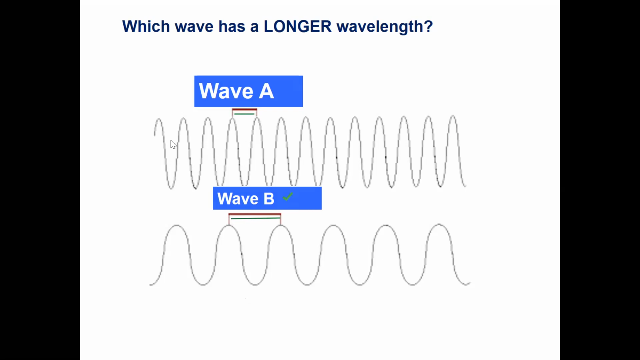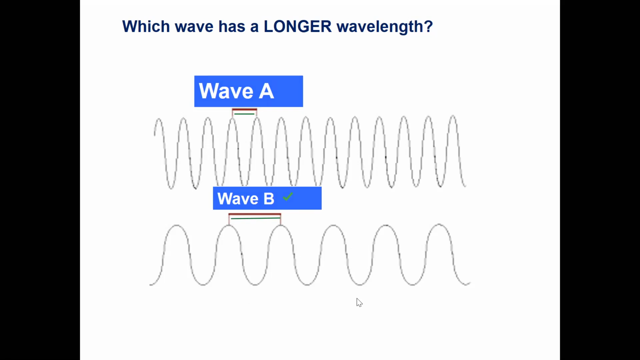So you can see these lines get pretty tight together. So the more of these squiggly lines or waves that you see, the more waves in the same amount of time, the shorter the wavelength. Excellent, okay? So wave A and wave B.